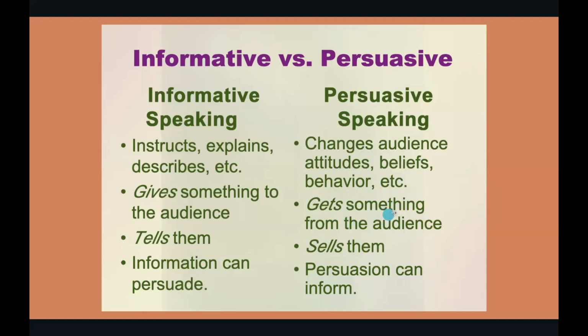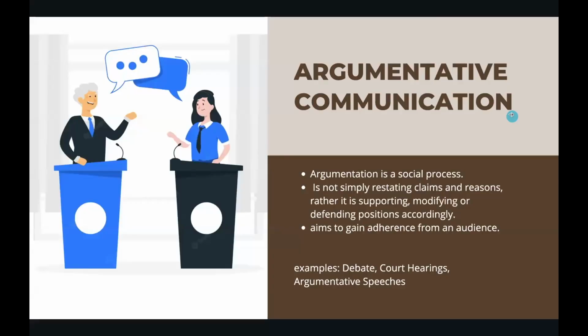It gets something from the audience, you see? Informative, it gives something; persuasive, it gets. It sells them something, and that tells them something. And then ito naman, persuasion can inform. Do you see the difference? Information can persuade. Here naman, persuasion can inform. Very nice. Differentiation of informative versus persuasive.